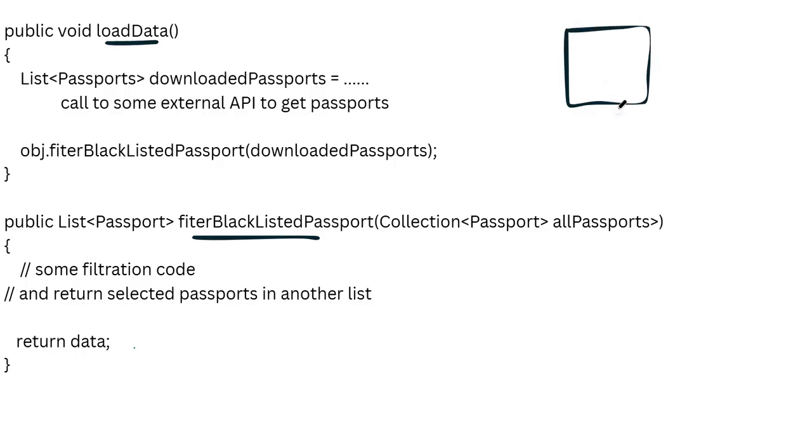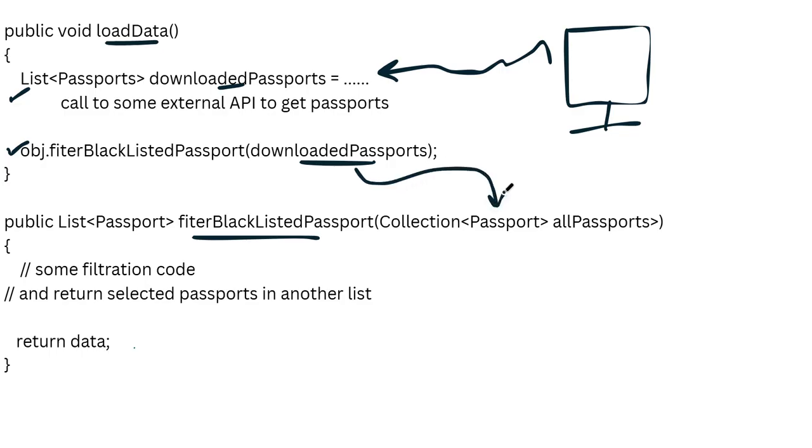Basically, let's say we get the passport information from some external source. It can be an external API or some XYZ source, and from there we are extracting all the passports. Let's say passport is a Java business object. So I call some external API to get the passports, and then I call this method and pass this passport collection right there.